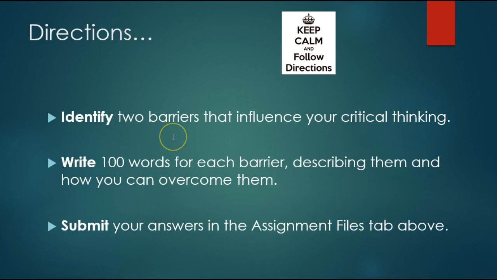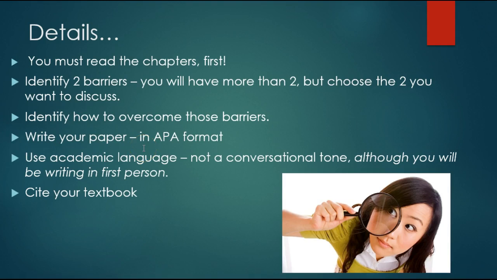All right, so let's look at the directions. Not hard to do. You're going to identify 2 barriers that influence your critical thinking. That's your own. You're going to write 100 words for each barrier. That's 100 words for each, 200 total, describing them and how you can overcome them. And then you're, of course, going to submit your answer. So let's look at the details.